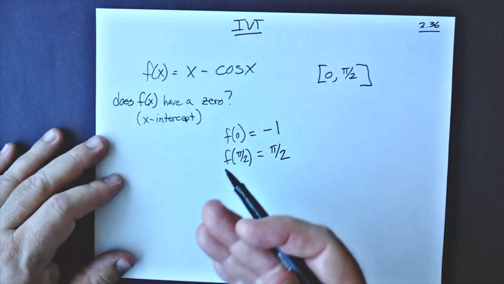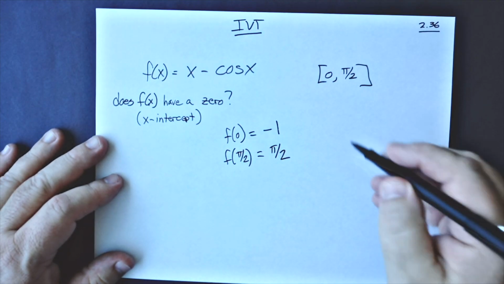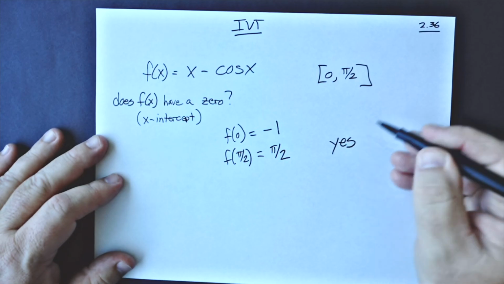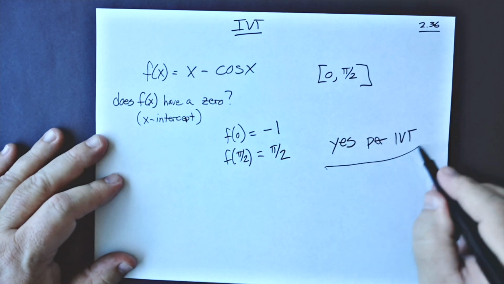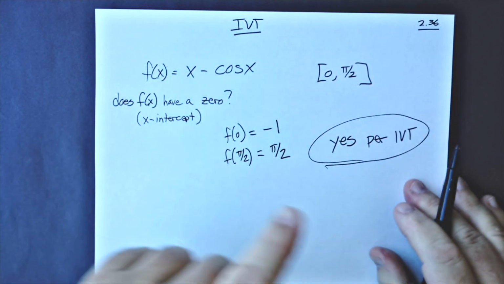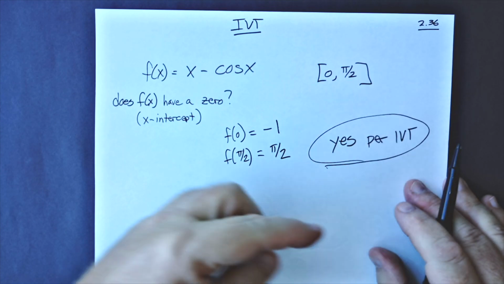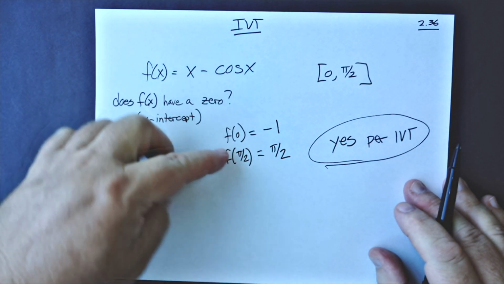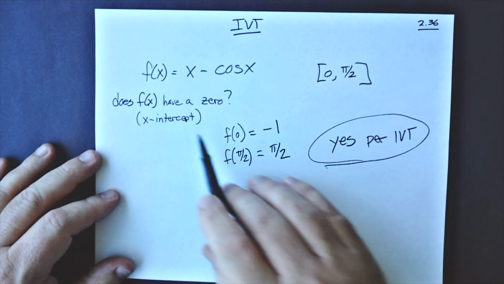And in this case, they didn't ask us to find it, or them, because remember, there could be more than one. So our answer is simply yes, per the IVT. That's our answer, because IVT says if this is continuous, if that's a closed interval, and you have a value in between these two, it exists. There's an x value that exists. There's an intercept that exists.